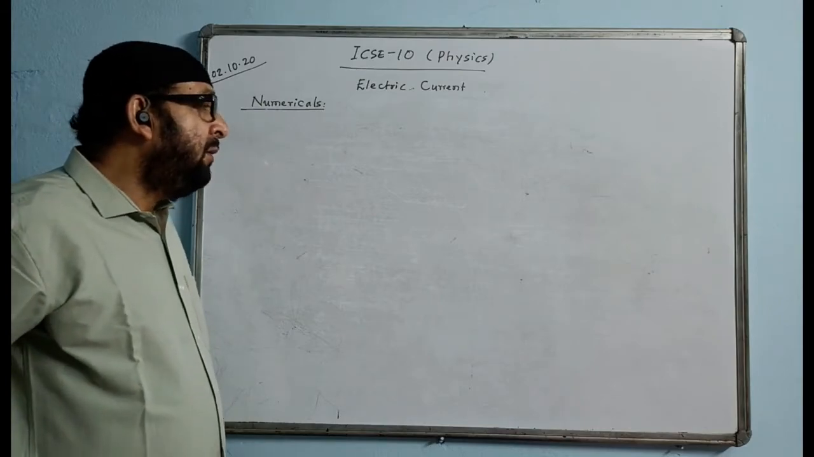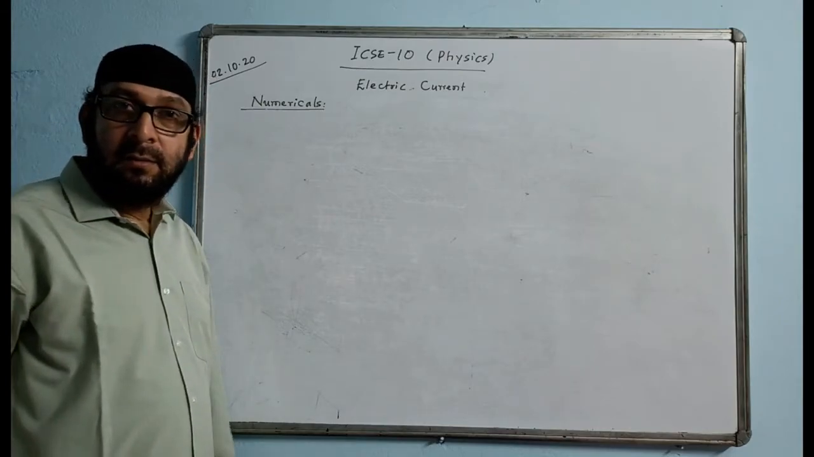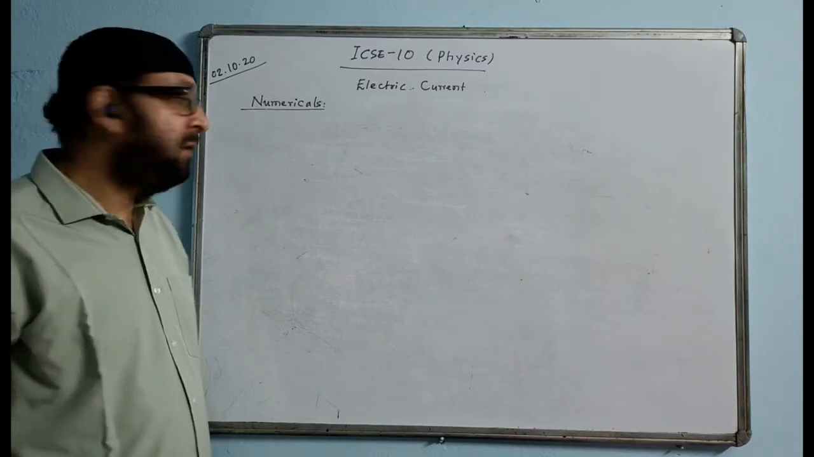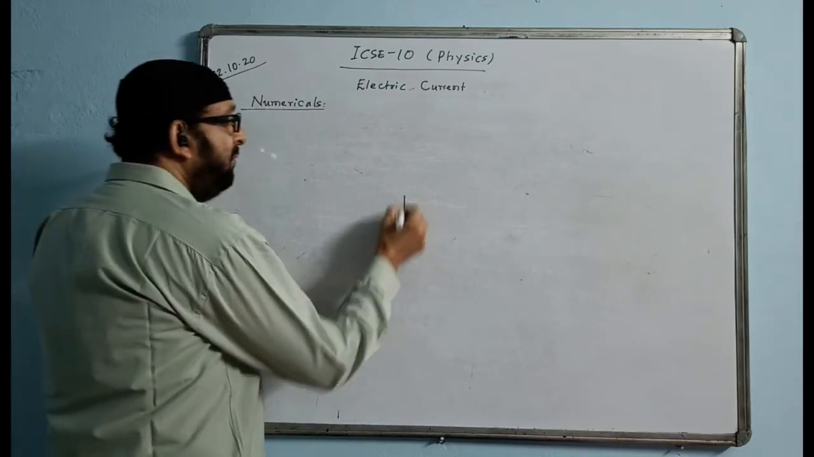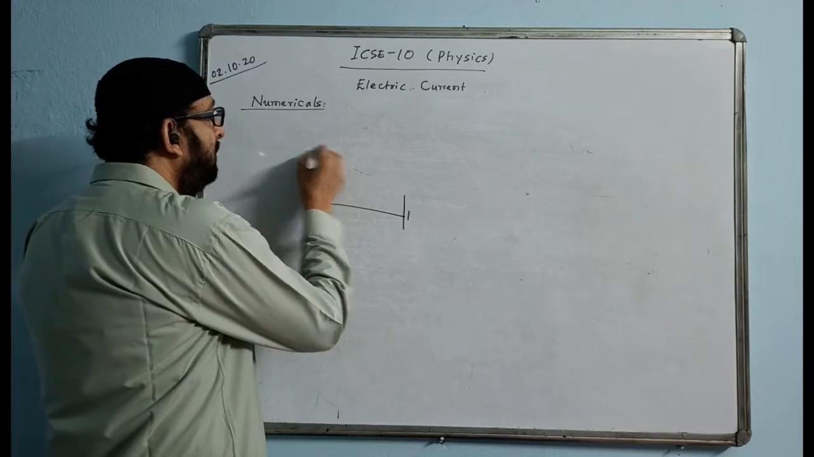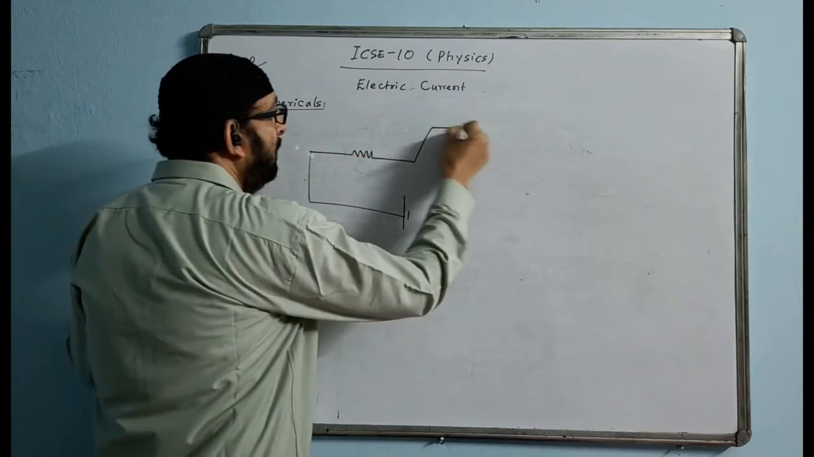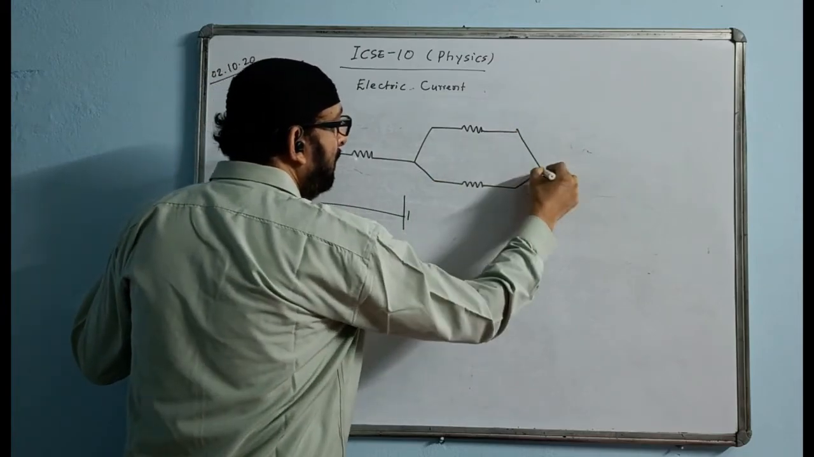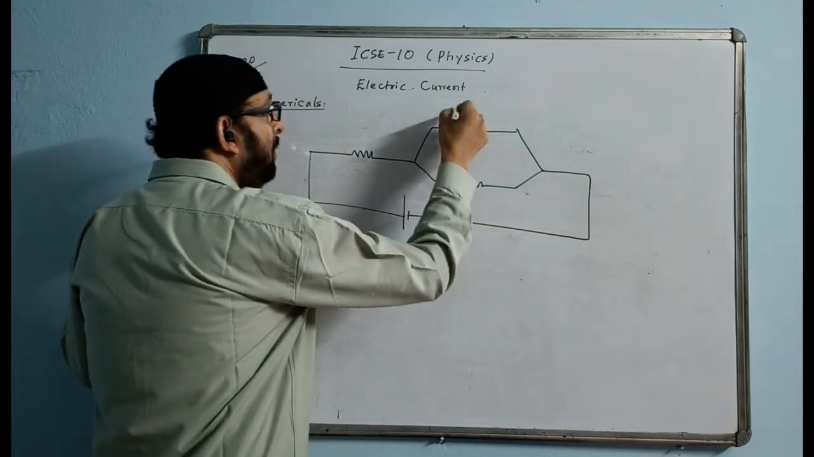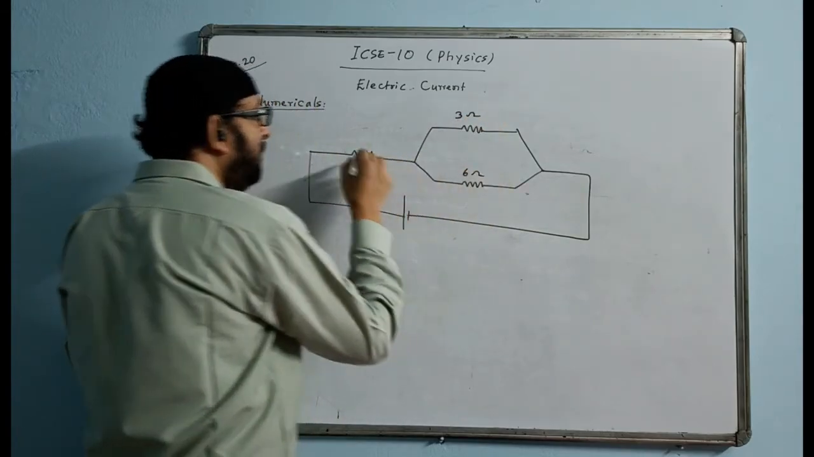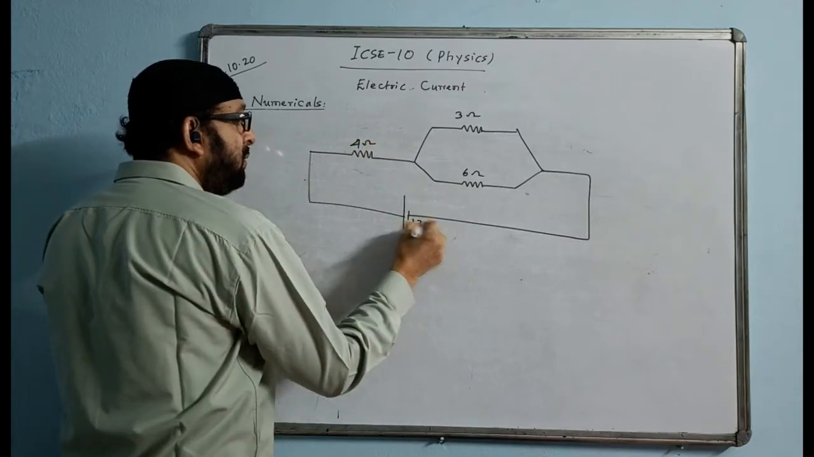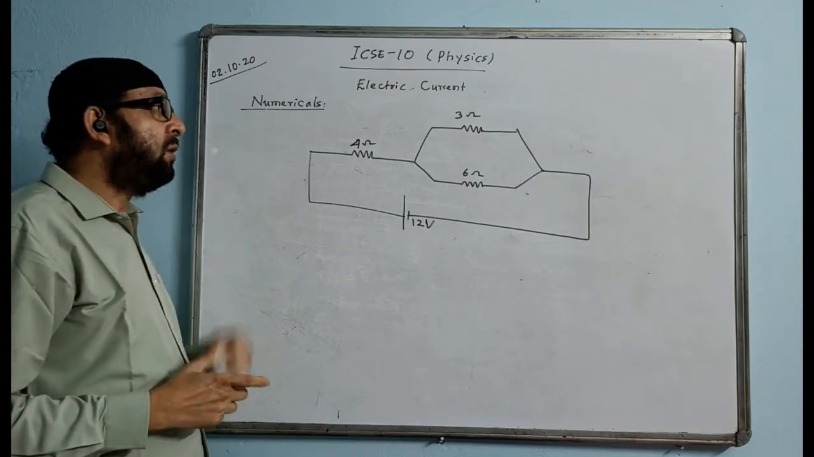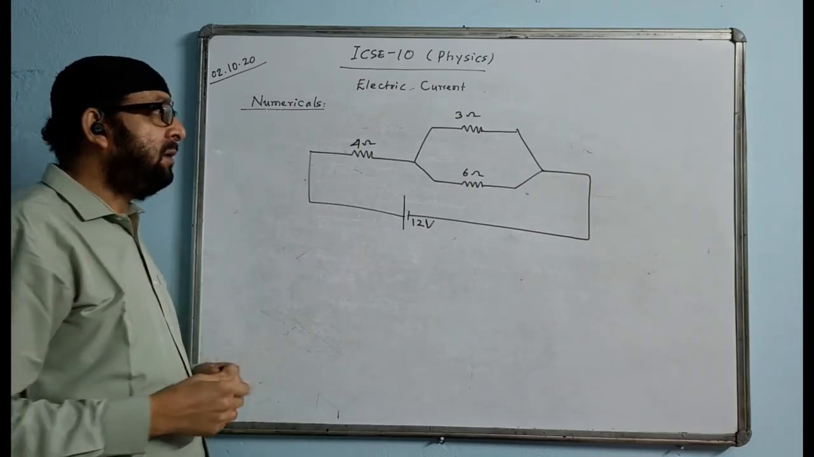the cell. Find the current drawn from the cell in the following circuit. And they have given a circuit like this way. This is 3 ohm, this is 6 ohm, this is 4 ohm, and this is 12 volt DC. And they are asking you to find the total current drawn from the cell in this circuit.